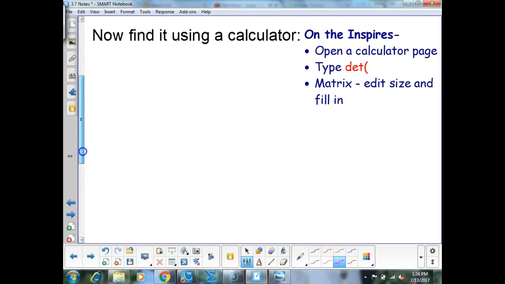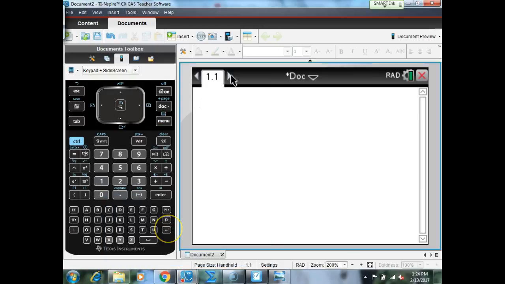So, on the Inspire, first you type in DET. It's not a button. You just literally type it in. DET. And then you're going to open up yourself a set of parentheses. Now, here is where you've got to do some finding of things.